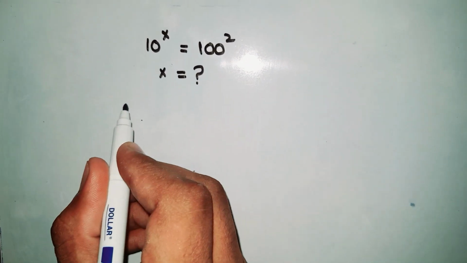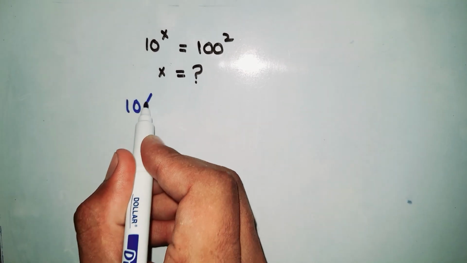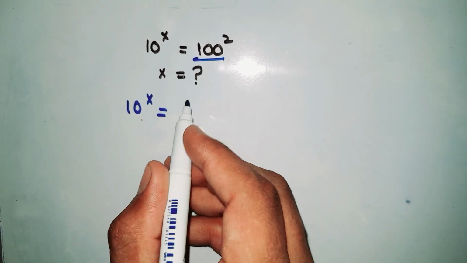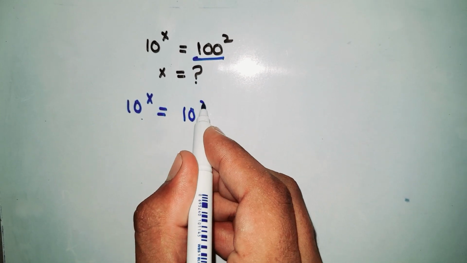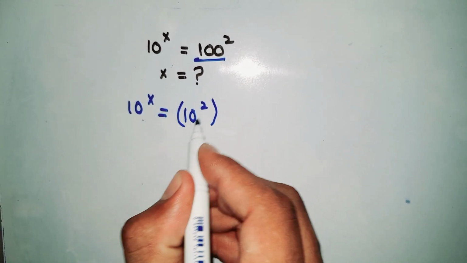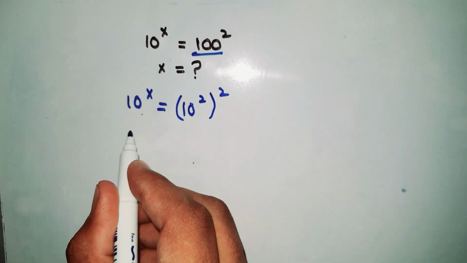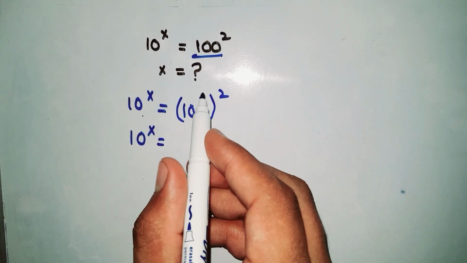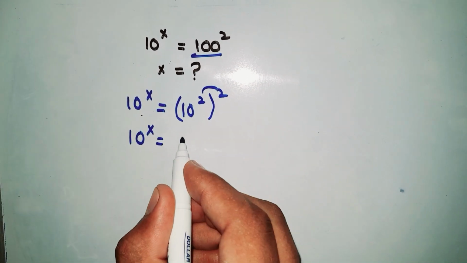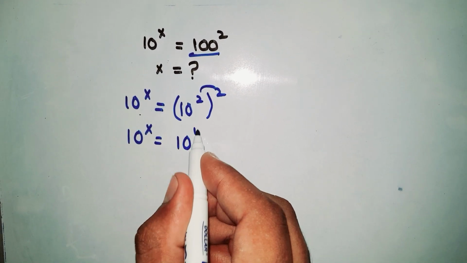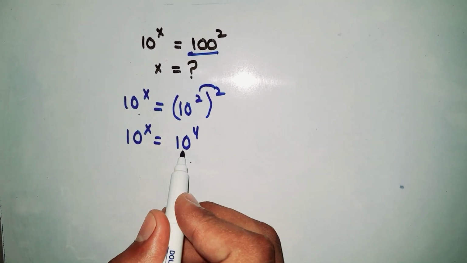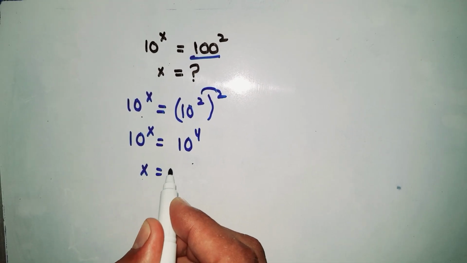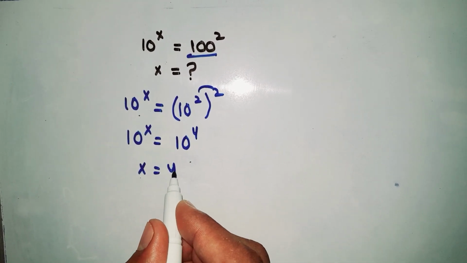So first of all, here we write 10^x is equal to, we write 100 as 10², whole power 2. So now here we write 10^x is equal to, we multiply power with power, so it's equal to 10⁴. So now when the bases are same, we just write the power, so we write x is equal to 4. So x is equal to 4.